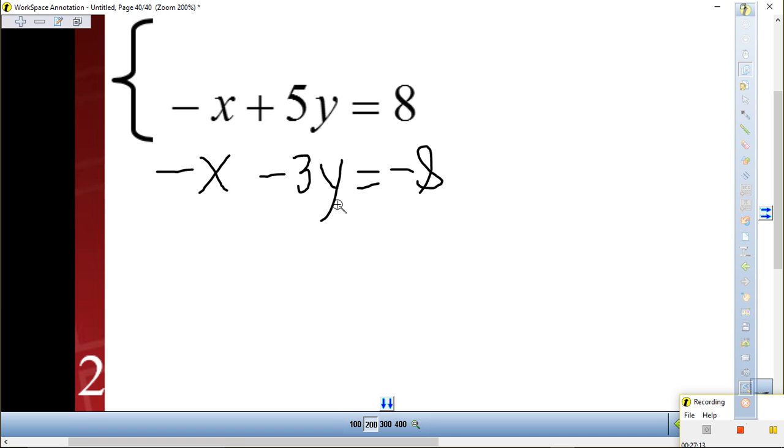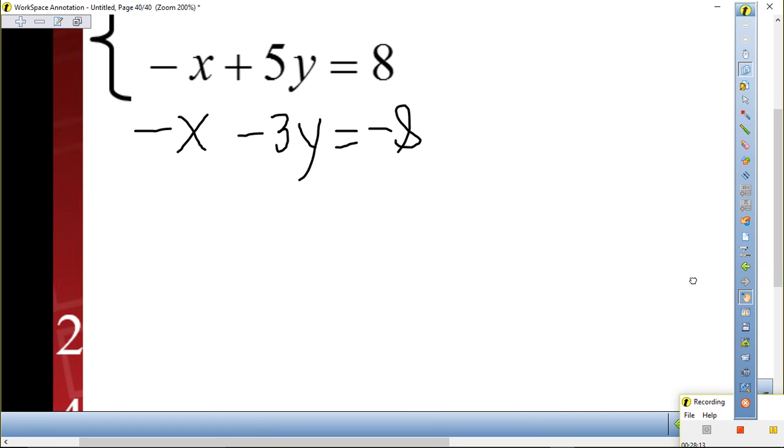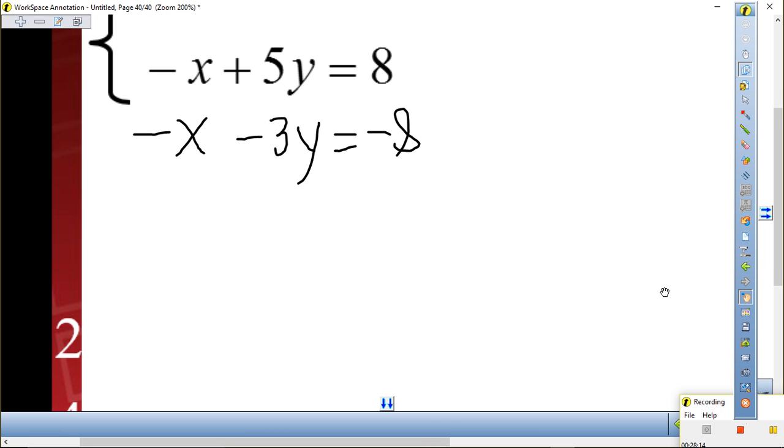Therefore, question. What can I do to either one of the equations in order for me to eliminate x? Talk it over with your neighbors, please. What can I do to either one of the equations so that I can eliminate x? Multiply the second equation by, because everything that's in it is positive. You can do 2, you can do 3, you can do 4, you can do any number.